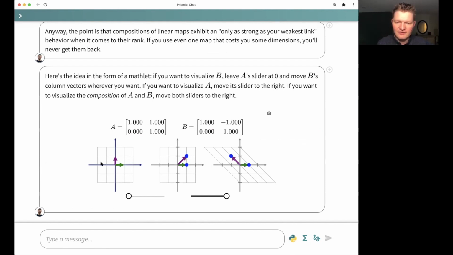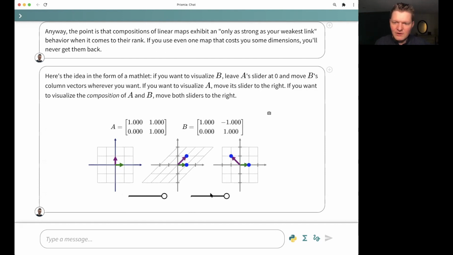This grid is just the same input grid here. And that way you can see the action of B. So in this case, B maps the first standard basis vector to 1, 0. That's the green one there. The second one to -1, +1. So it's a shear transformation that tilts to the left. And so that's B. And if we want to visualize A, we can just move this slider over. You can see that it's a shear with a tilt to the right. So that's A and B.